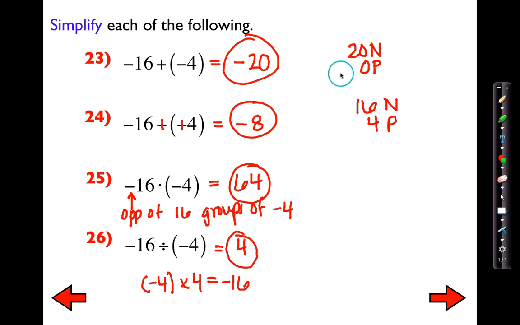But one thing I do want to stress is make sure we still remember with adding integers, we are simply comparing negatives to positives. And remember, whenever we see subtraction, we do want to change it into an addition problem by simply adding the opposite.